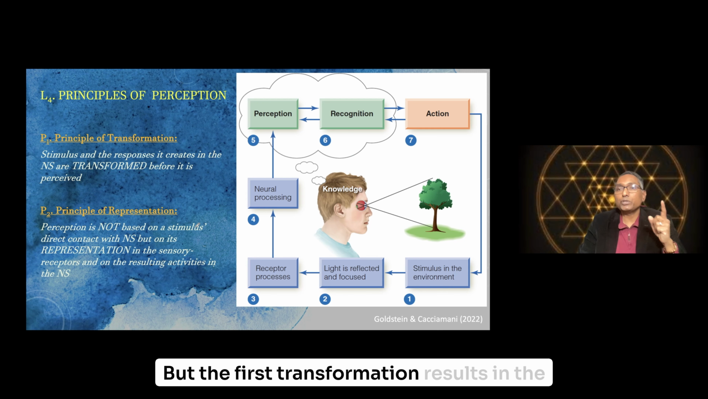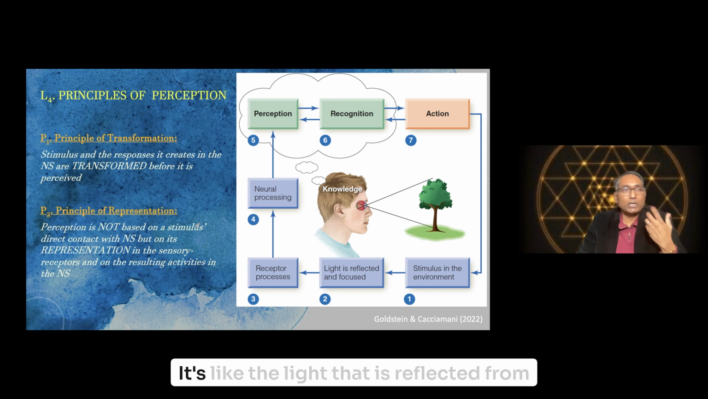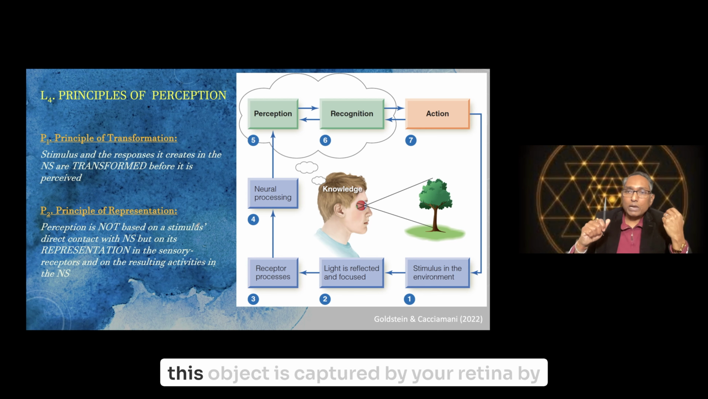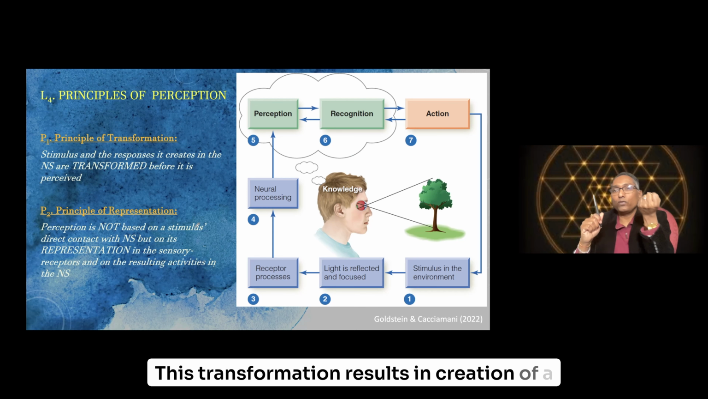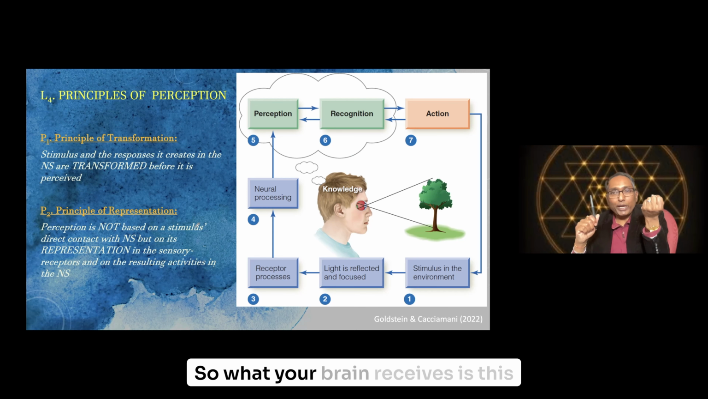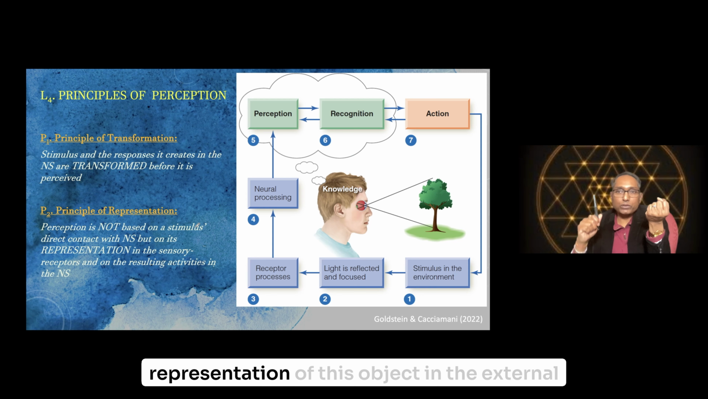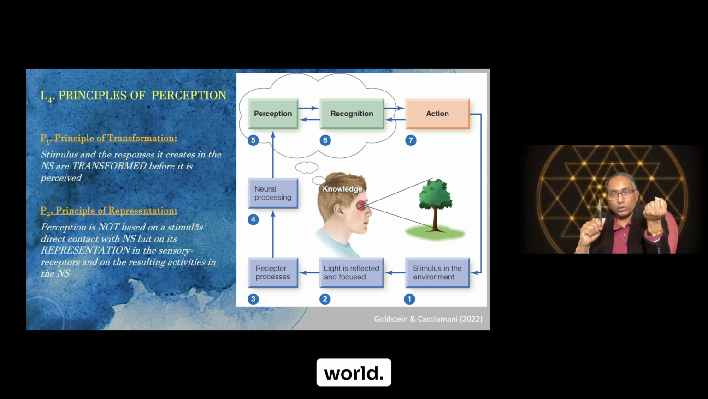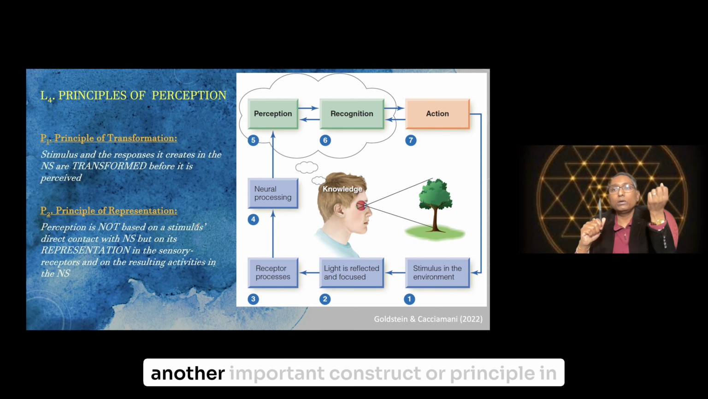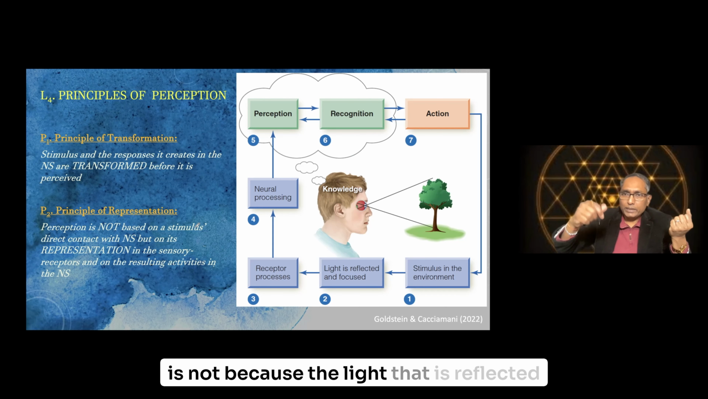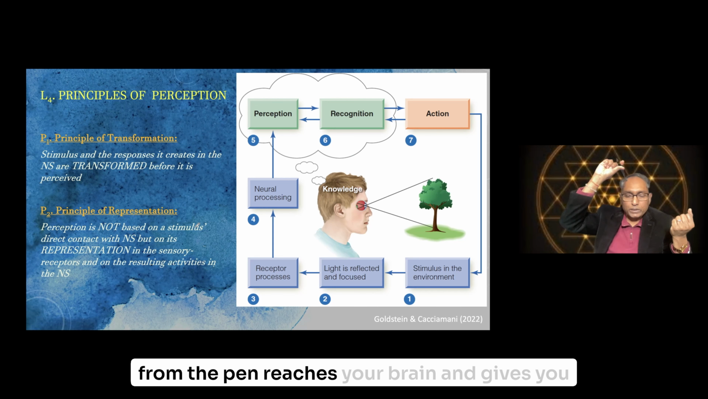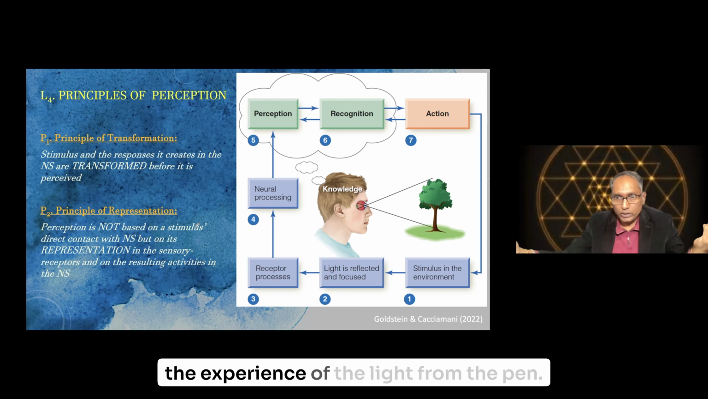But the first transformation results in the representation. It's like the light that is reflected from this object is captured by your retina by transformation. This transformation results in creation of a representation. So what your brain receives is this representation of this object in the external world. So representation is another important construct or principle in perception, which states that our perception is not because the light that is reflected from the pen reaches your brain and gives you the experience of the light from the pen.